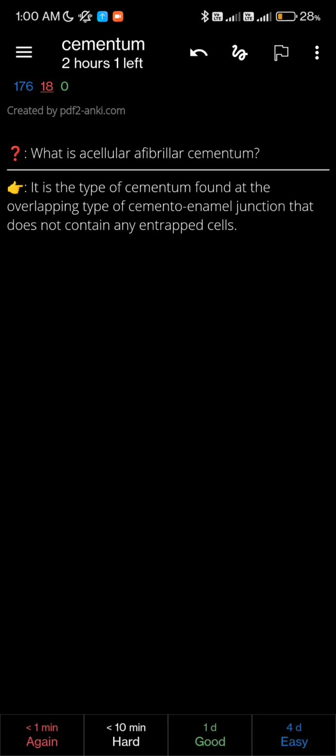What is acellular afibrillar cementum? Acellular afibrillar cementum is seen in the overlapping type of cemento-enamel junction, and it does not have fibrils and does not have cementocytes.